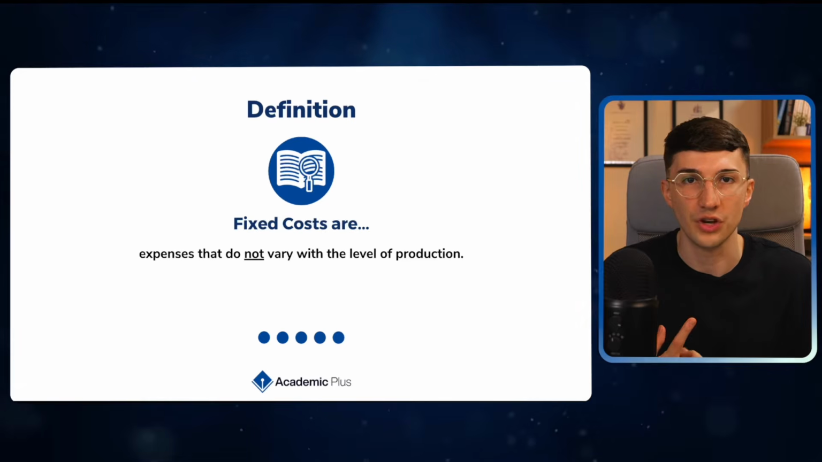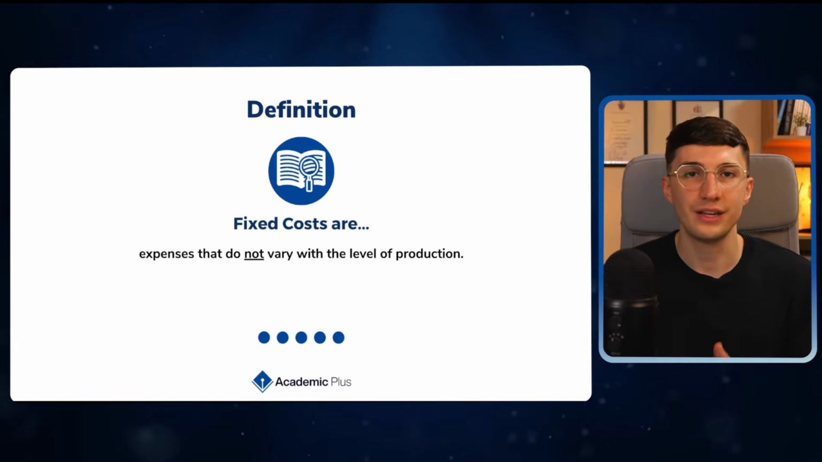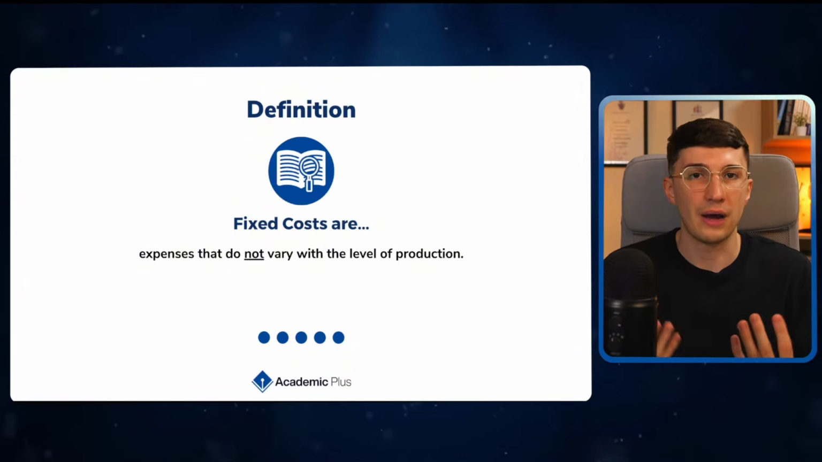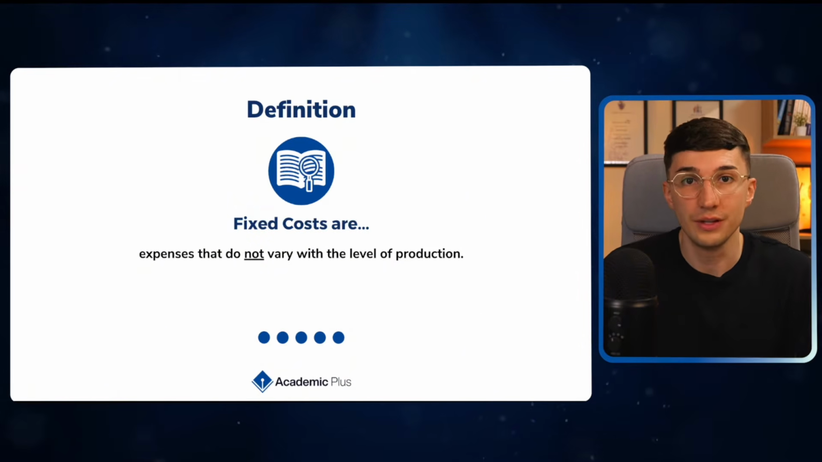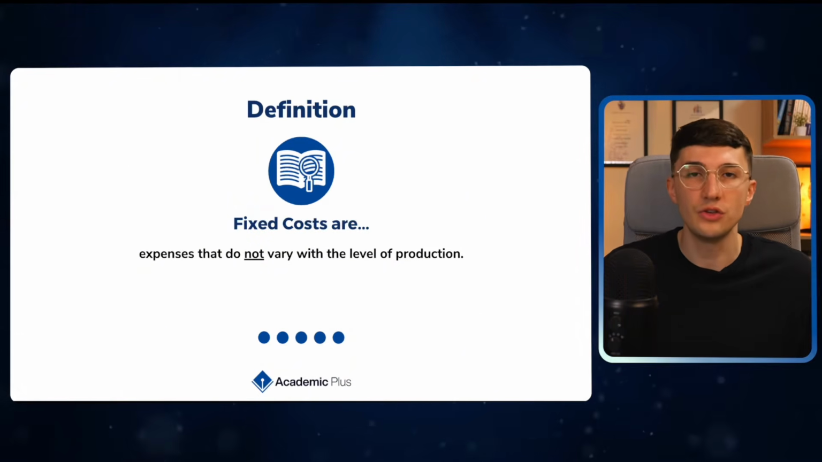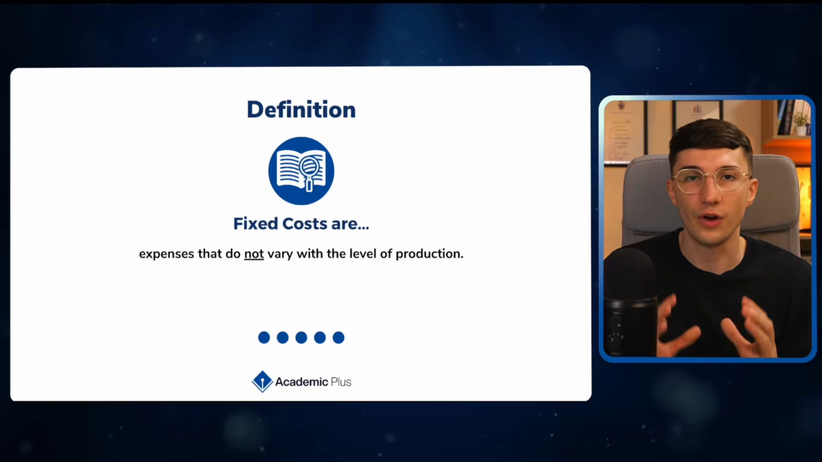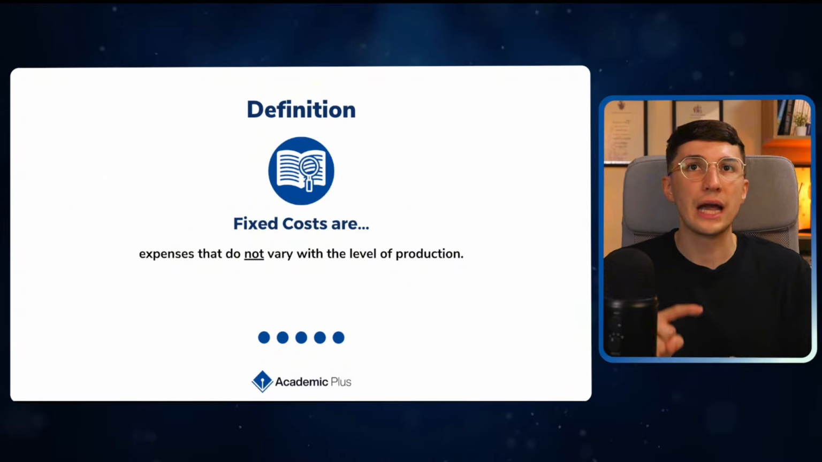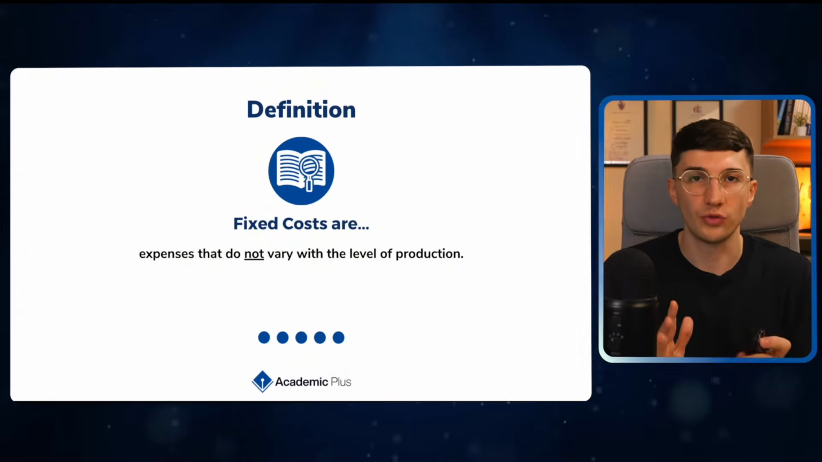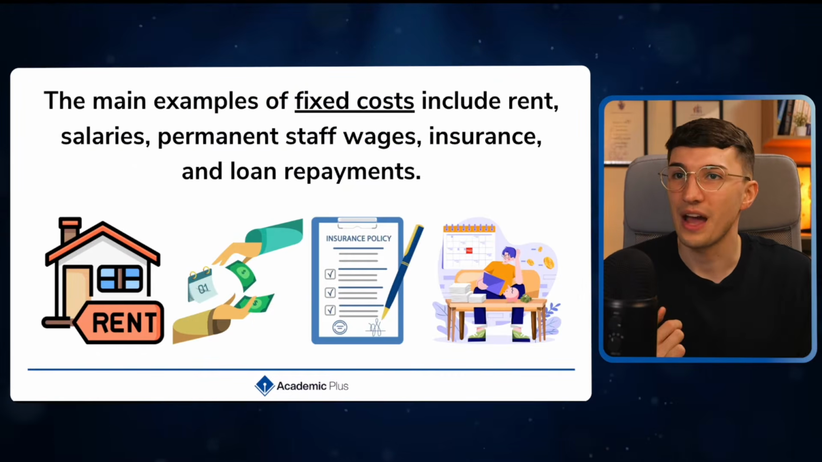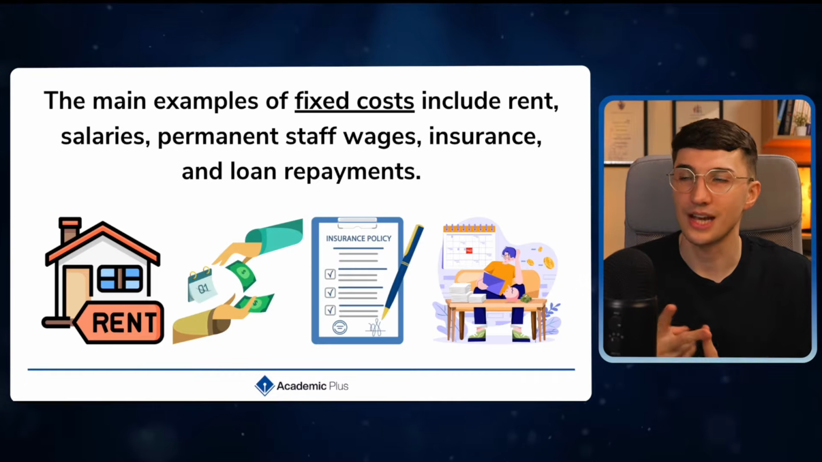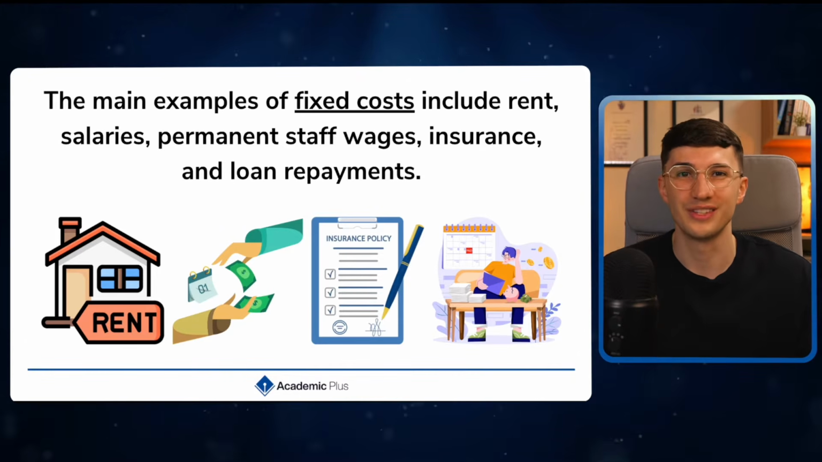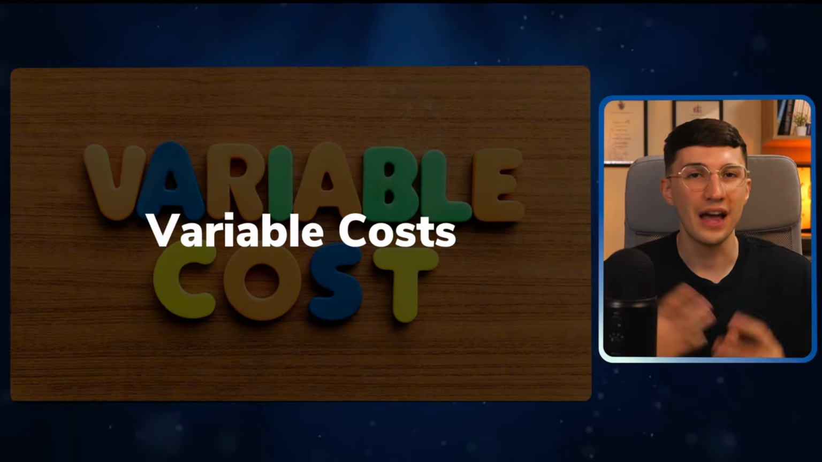the level of production. Now, for example, if we looked at renting out a warehouse for £10,000 a month, if you think about it, doesn't matter if I produce 1 unit, 10 units, 1,000 units, or 1,000,000 units within that warehouse, my rent, my fixed cost would still be 10 grand a month. And fixed costs will change over time. It's just within the short term, they stay the same. Some examples of our fixed costs are rent, salaries, permanent staff wages, insurance, and also our loan repayments. But of course, we also have our variable costs.